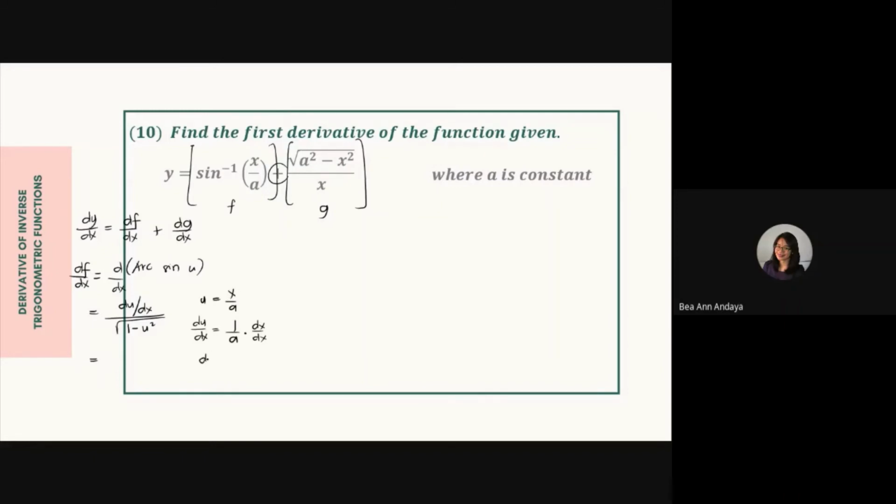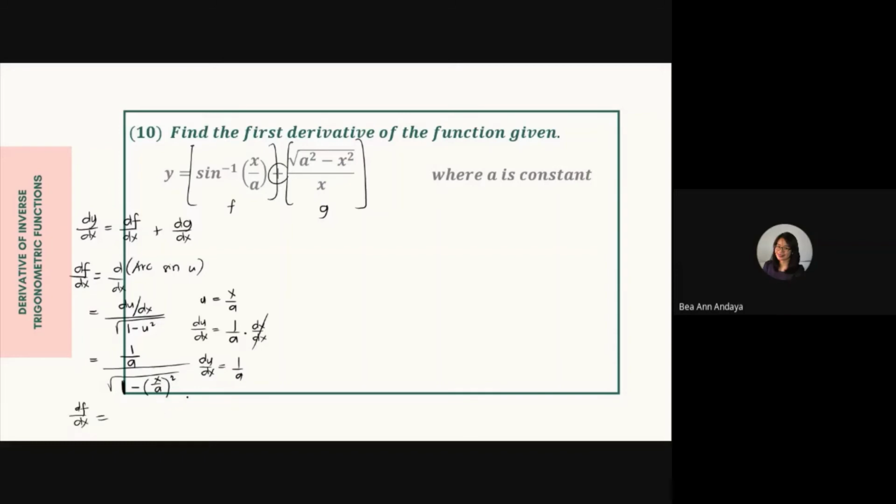So basically, ang du all over dx natin ay equal sa 1 all over a. So plugging in the u and the d all over dx to this one, we will have 1 all over a, and that is further divided by the square root of 1 minus the u, or that is x all over a, and then square that. So, para mas madali na mamaya, dito na natin i-simplify ang derivative ng f with respect to x.